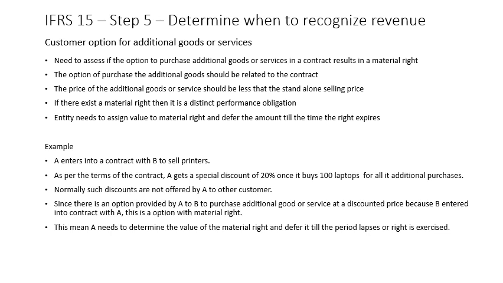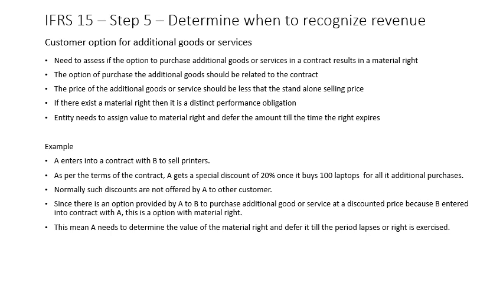Let's look at the next concept, which is customer option for additional goods or services. When an entity provides an option to the customer to acquire additional goods or services, then the entity needs to assess whether there is any material right that the customer would not have received without entering into the contract. The entity also needs to assess whether the right to acquire additional goods or services is at a standalone selling price or at a discounted price.